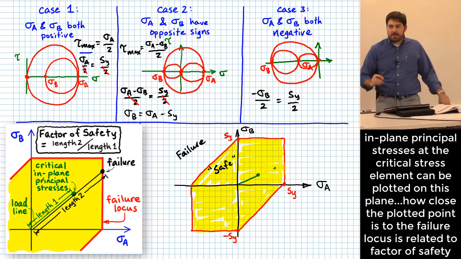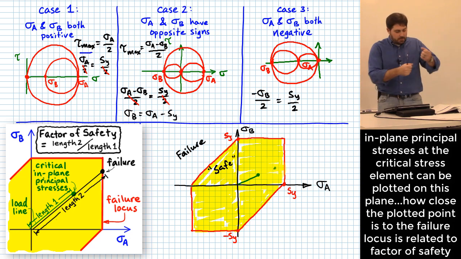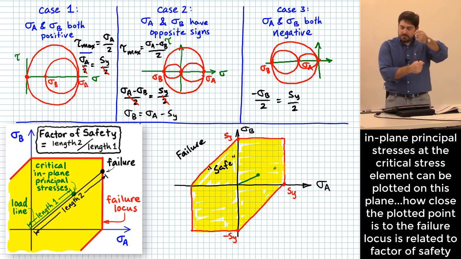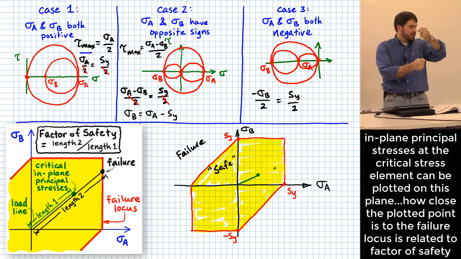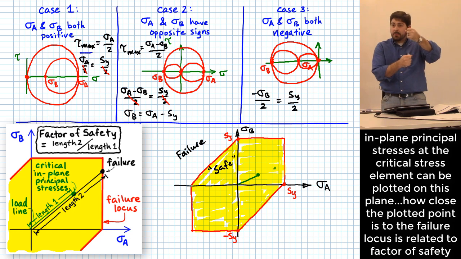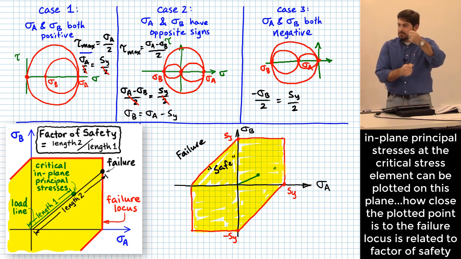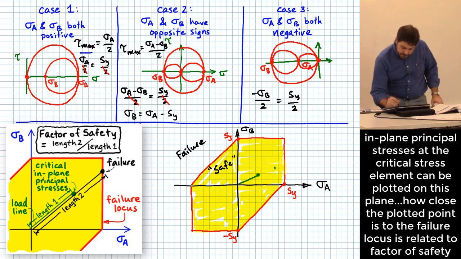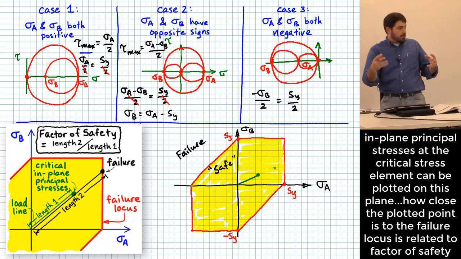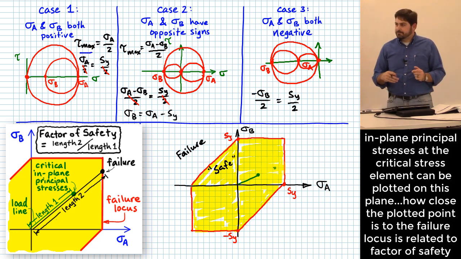Okay? Does that kind of make sense? Think of if you load just a uniaxial specimen, you load it up to half of the yielding strength, right? And then that's a certain amount of load. If you double that load, that force, then what will happen to stress? It'll double. That will cause the length of this load line to double, okay? And then you might reach that point where it would fail.